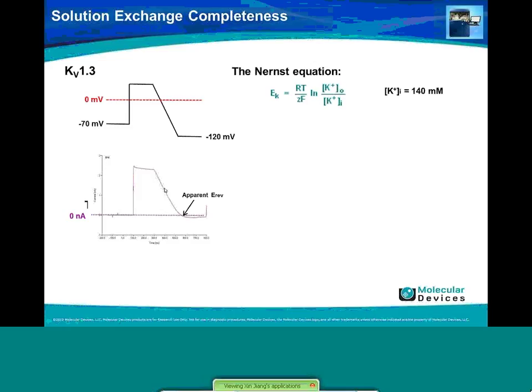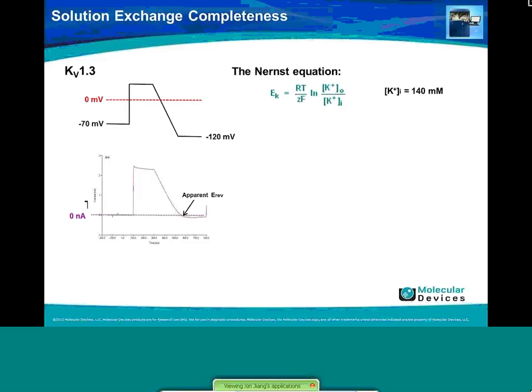This is the actual recorded current. Once the channel is open, the current can be driven from outward to inward in response to this ramp protocol. And we're looking for the point where the channel current crosses the zero nanoampere line. This is what we call the apparent reversal potential. This value indicates the membrane potential at which the current is at zero, and this is the reversal potential as defined in the Nernst equation.